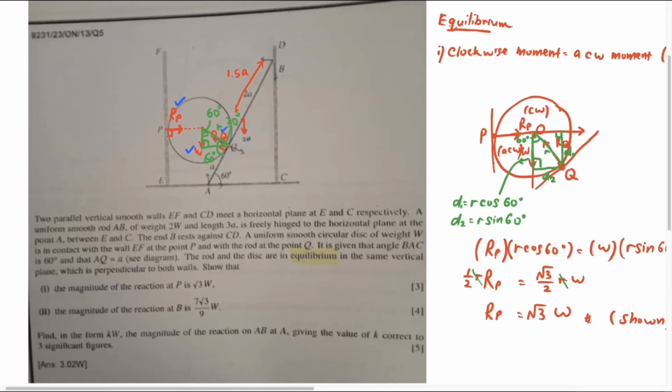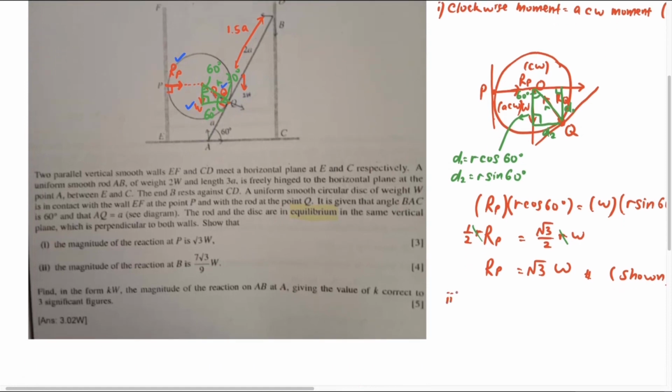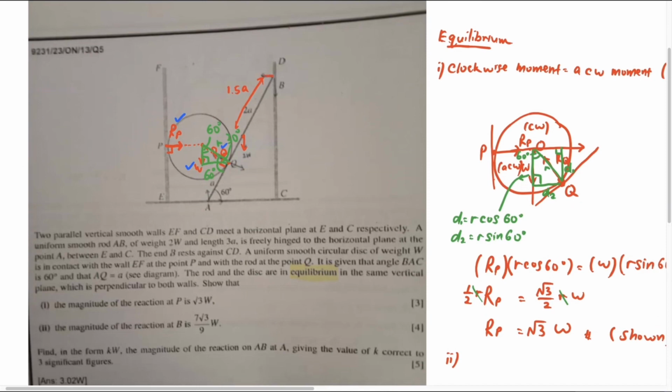So we managed to show it for the first part. Okay, that's the first part. And now let's look at the second part. The magnitude of the reaction at B. Reaction at B is 7 root 3 over 9 W. Reaction at B. Okay, so which means this one. B. To find B. B is 7 root 3 over 9 W.